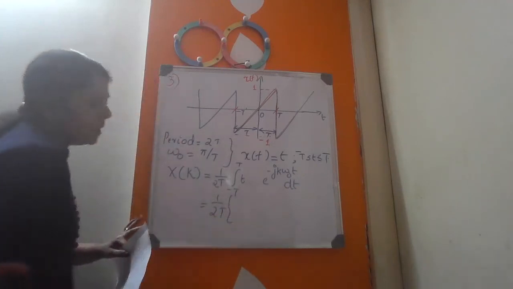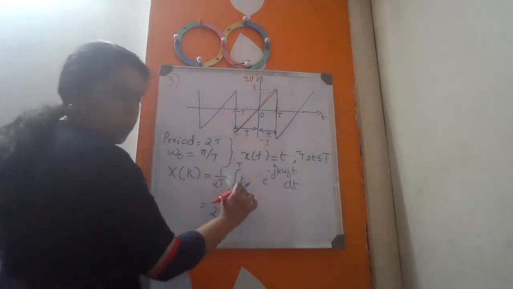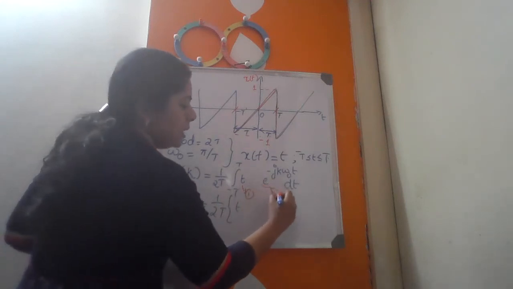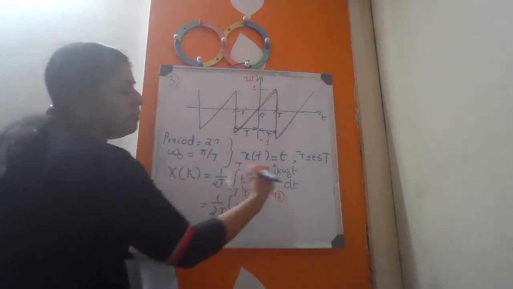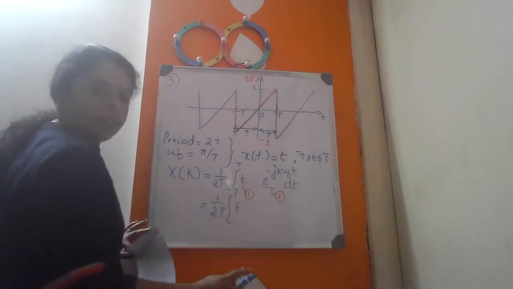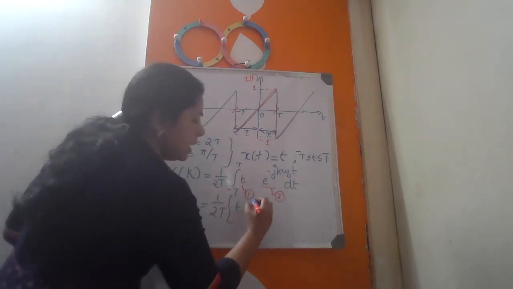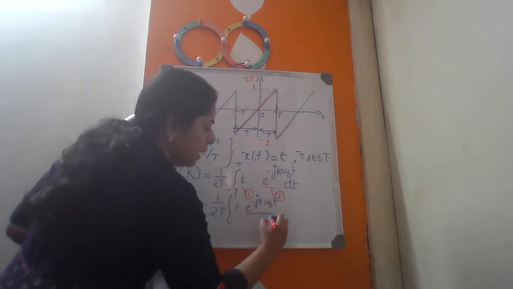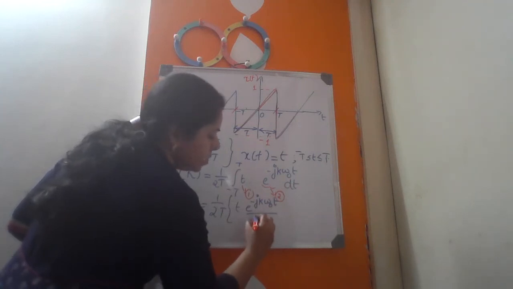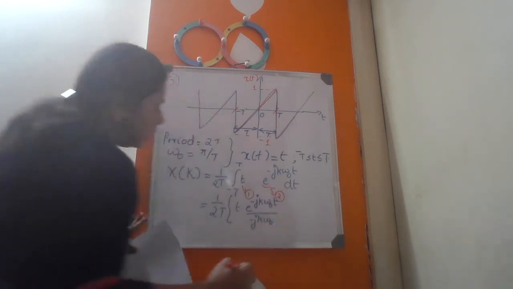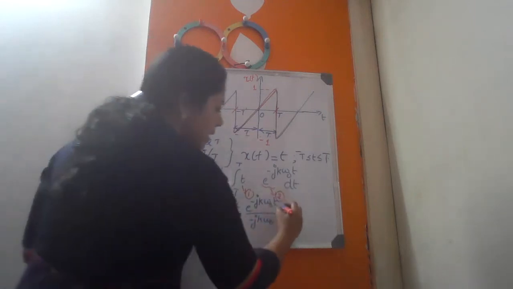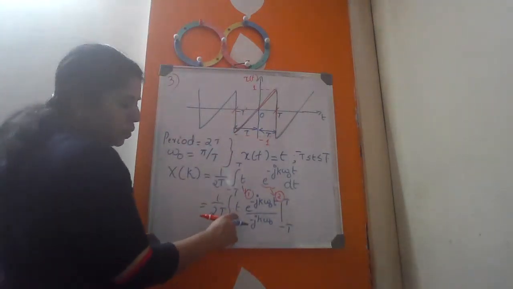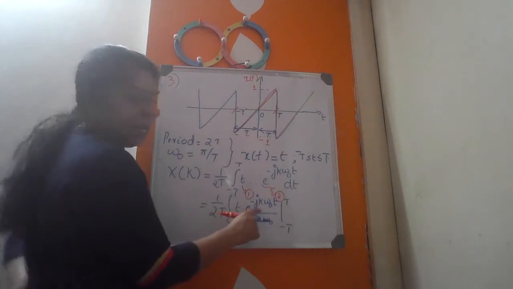Then first function, that is t. This is my first function and this is my second function. First function multiplied by integral of second. What will be the integral of second? E power minus j k omega naught t divided by minus j k omega naught, and you have to write it with limits, it varies from minus t to plus t.